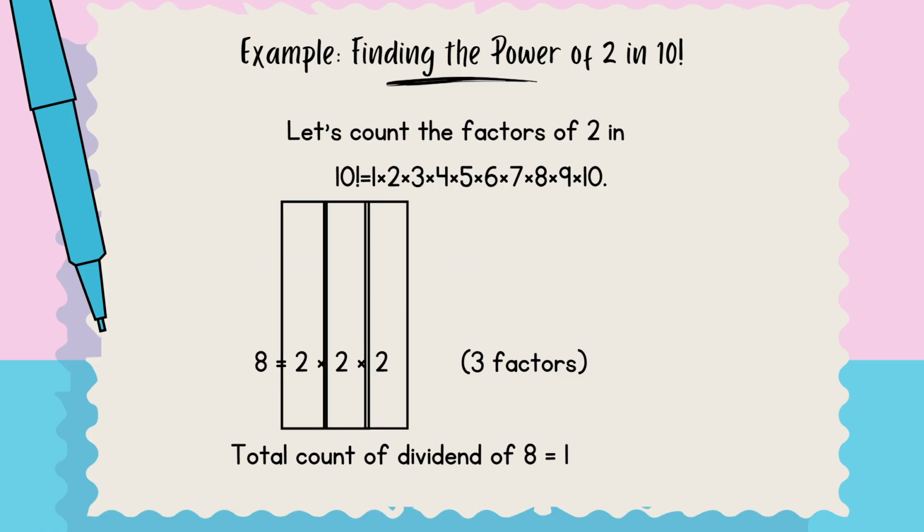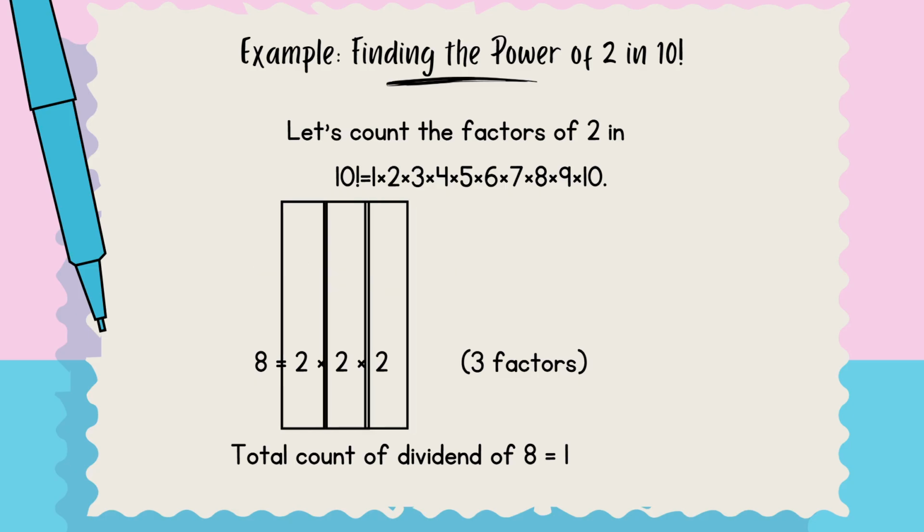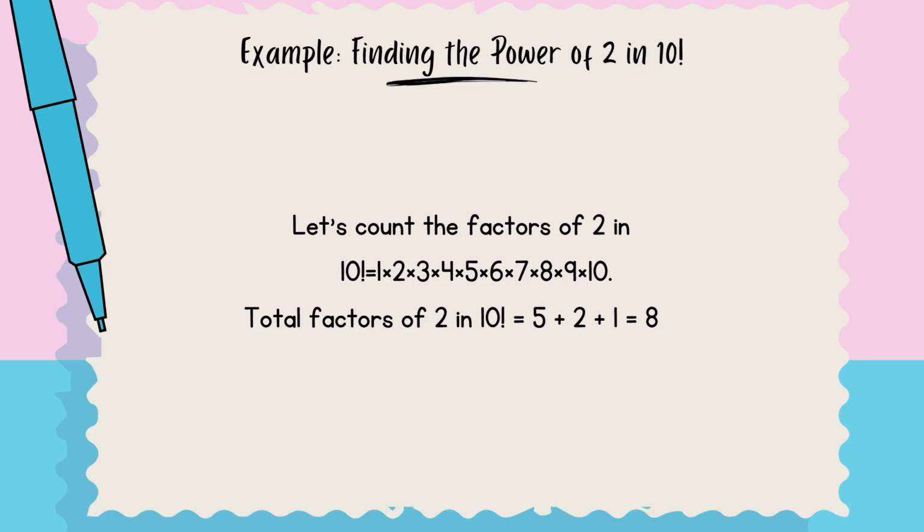Now next, since 4 has just 2 factors, we will remove that, and since 8 has 3 factors, the next time we will count for 3 factors for the 8 and it is just 1. The next count we will also count for 4 factors, but it is not present till 10. So this is the end. So now we come to a fact that total factors of 2 in 10 factorial is 5 plus 2 plus 1, that is 8. Now have you understood anything?